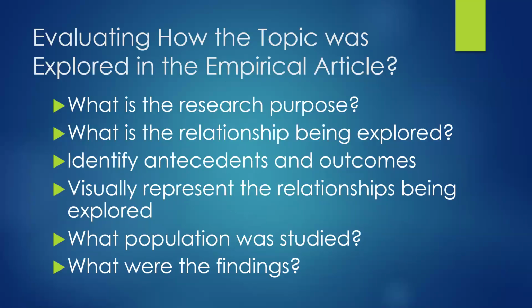So previously, we said that in evaluating the empirical article, we try to identify these questions. What is the research purpose? What is the relationship being explored? Identifying antecedents and outcomes. Visually representing the relationship if it is not already expressed in the paper. Examining what population was studied and what were the findings.